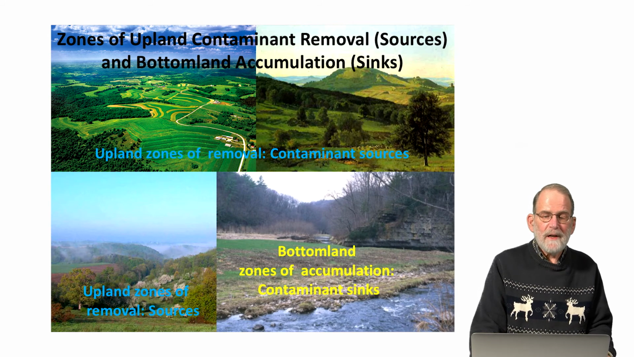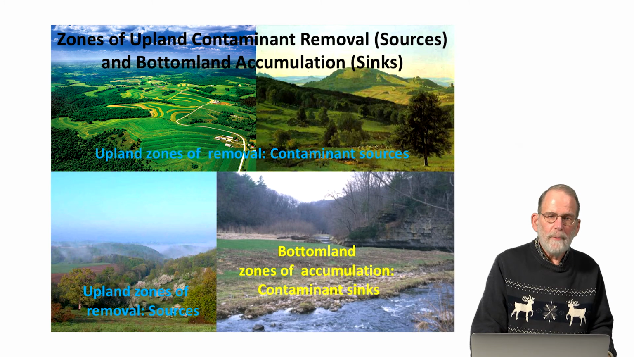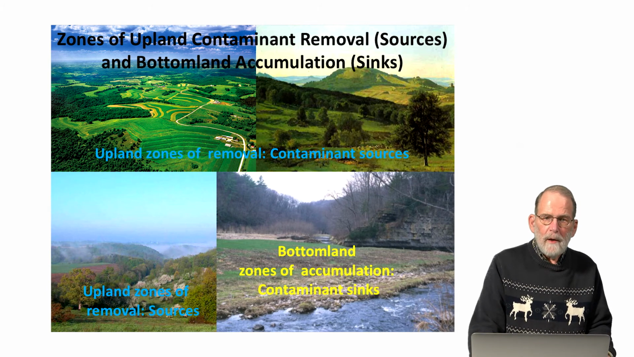And this contamination, again, is being removed from upland contaminant source areas and being discharged into bottomland sinks where the materials accumulate over time. And we can talk about the upland characteristics of the source area, in this case on the upper left being principally agriculture with some forestry intermixed, and then in the lower left being principally agriculture. And then we can talk about the characteristics of the bottom sink, the zone of accumulation.